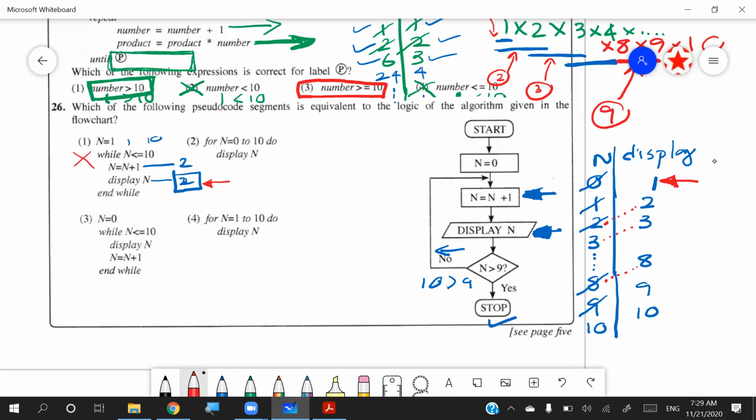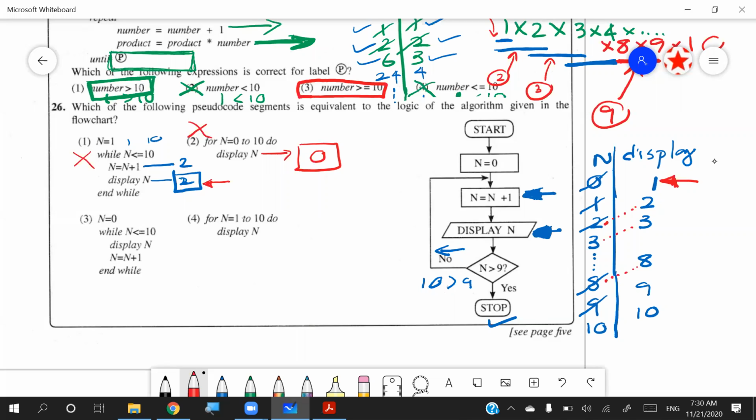If we consider the second one, it says for n equals 0 to 10 do display n. For loop, we know, starts from the value given and ends at the value given. So it will start from 0 and go up to 10, and it is asking to display n. So the very first display that you are going to have is 0, which is not our display. Our display is starting from 1. So it is wrong again.